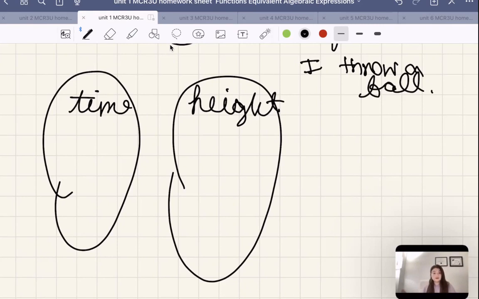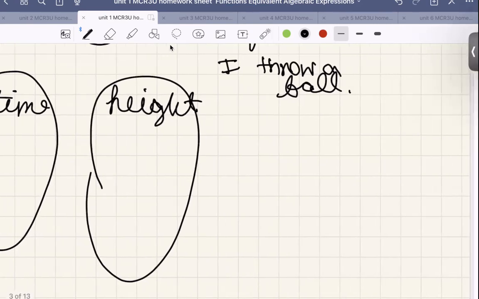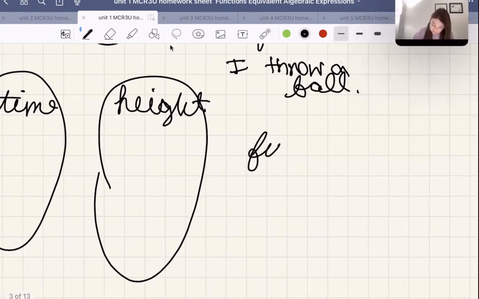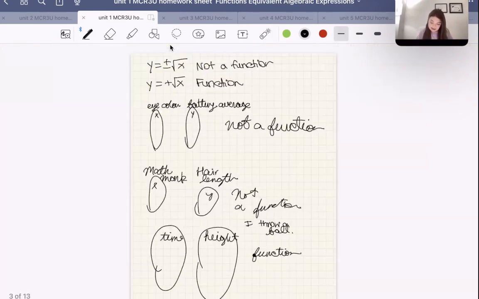Well, is it possible for the ball to be at two different heights or multiple different heights at the same time? Well, no, this is not possible, right? If I choose a time, there's only one height the ball is at at that very time. There's not going to be, oh, the ball at 3 seconds is at 5 and also at 3 meters, or whatever unit we want to use. Well, no, that's not possible. So therefore, time versus height would be a function. So this would work. Okay, so that's the basics of functions.